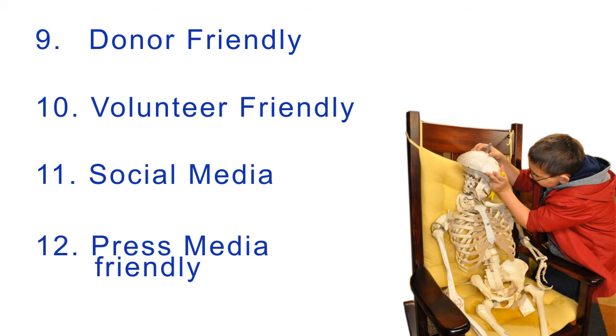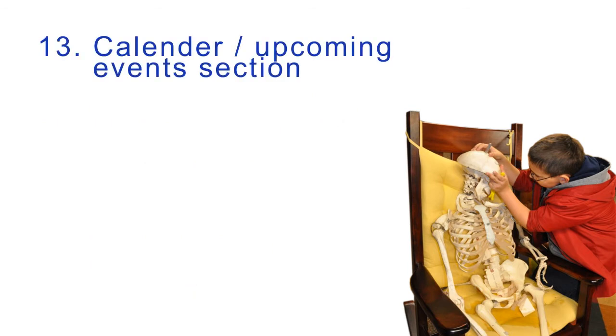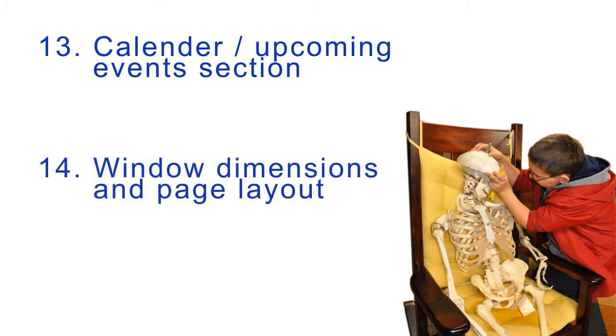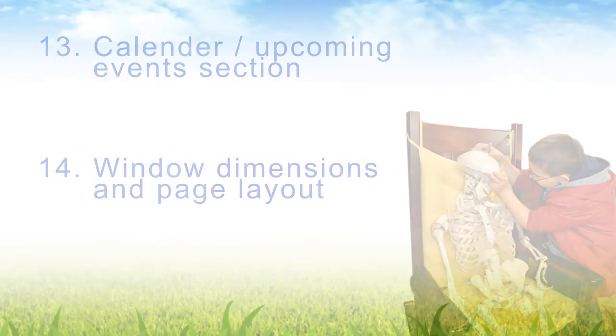The next thing you need is a calendar for upcoming events. The calendar is the most visited section on our website, so we like to keep that up to date and let people know what's happening. And the 14th thing is the window dimensions and page layout. You really need to pay attention to those, because those are the things that are going to hold people's attention and keep them there. And those are the things you really want to rely on your webmaster for.